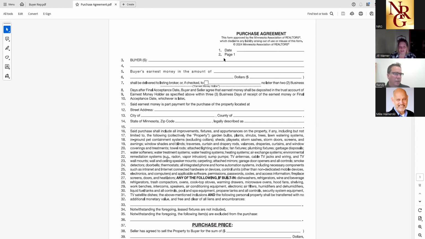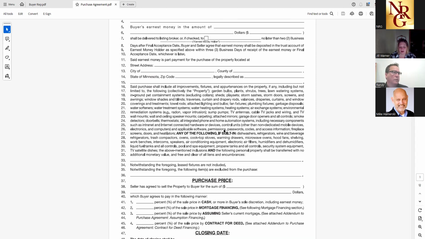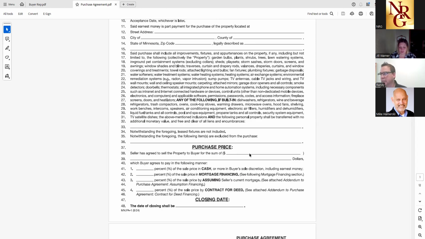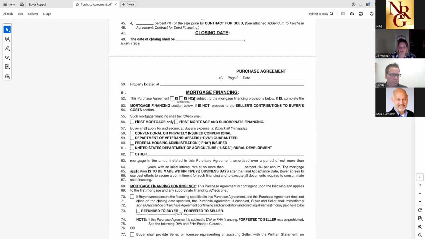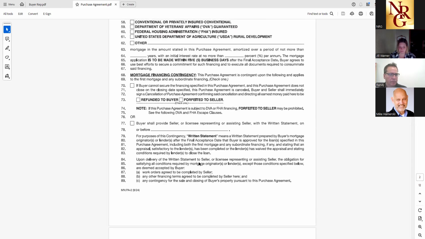So obviously date, buyer's name, earnest money, you're going to want to put in here, trust funds, or however you're doing that. You know, the address should pre-fill with the legal description from the MLS. You're putting your purchase price in here. If it's cash, financing, contract for deed, closing date. We're going to move on. Obviously, we've got the mortgage section that you guys know about, so you can go in and fill that out.